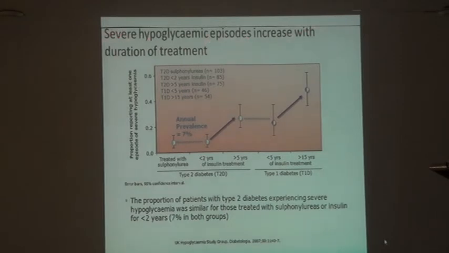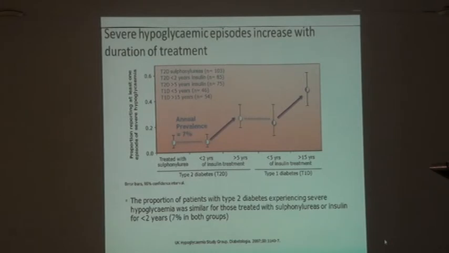Severe hypoglycemia episodes increase with the duration of treatment. Patients who were treated with sulfonylurea, type 2 and type 1. Type 2 only with sulfonylurea, the proportion reporting at least one episode was somewhere around 1.1. Less than 2 years on insulin is around the same. Now it goes up once the duration crosses 5 years. And it is almost equal to less than 5 years of insulin treatment. So here you have insulin treatment in a diabetic, more than 5 years, and this is less than 5 years in a type 1. And in a type 1, after 15 years, this becomes even worse.